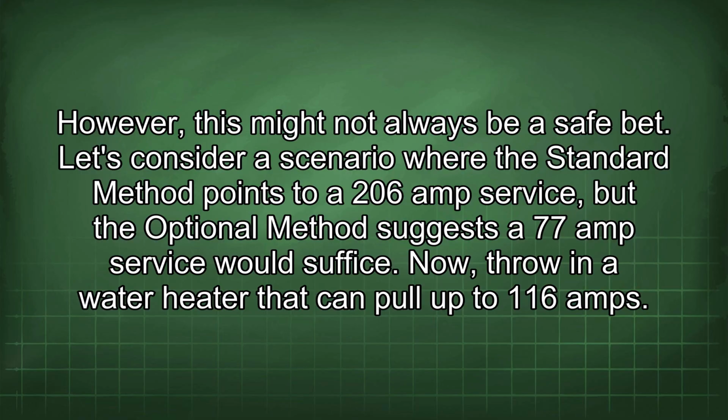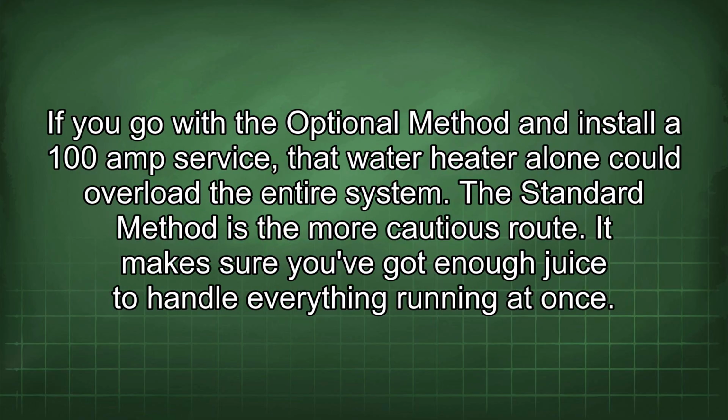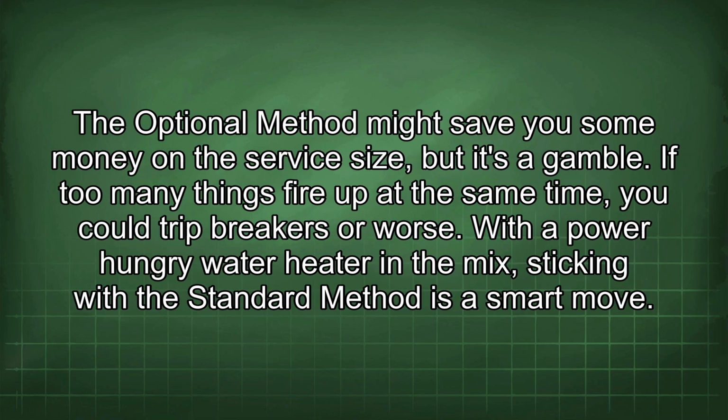Now, throw in a water heater that can pull up to 116 amps. If you go with the optional method and install a 100 amp service, that water heater alone could overload the entire system. The standard method is the more cautious route. It makes sure you've got enough juice to handle everything running at once. The optional method might save you some money on the service size, but it's a gamble. If too many things fire up at the same time, you could trip breakers or worse. With a power-hungry water heater in the mix, sticking with the standard method is a smart move.